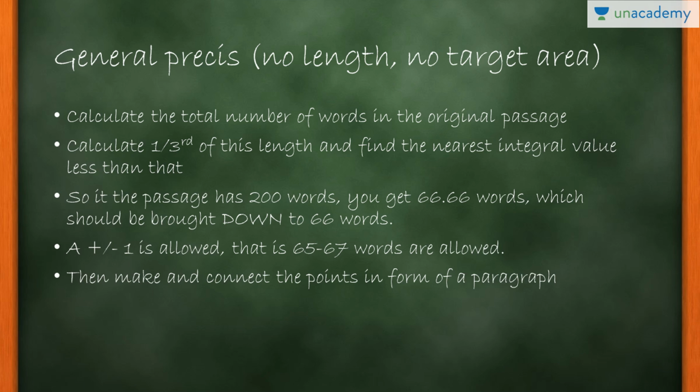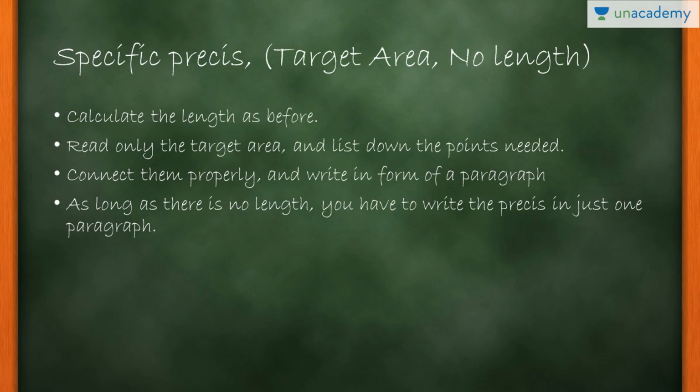The next point is that once you have got your required length and number of words required, you write it in the form of a little paragraph, and you just use the general approach to connect the points. Once you're done with that, we should look at the next form of Precis, which is known as a specific Precis. You'll be given the target area, but no length will be specified to you.